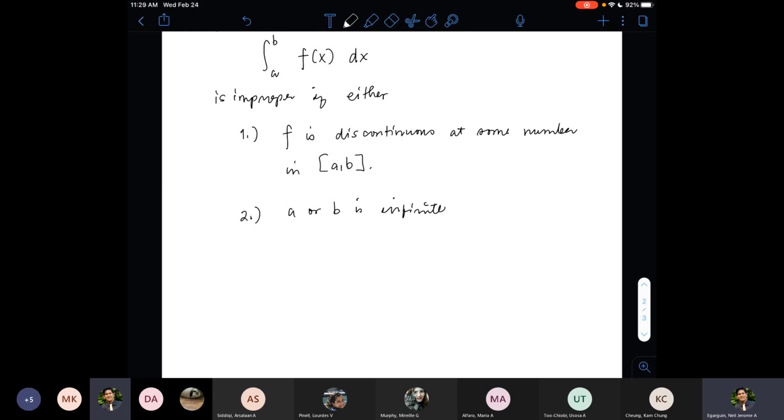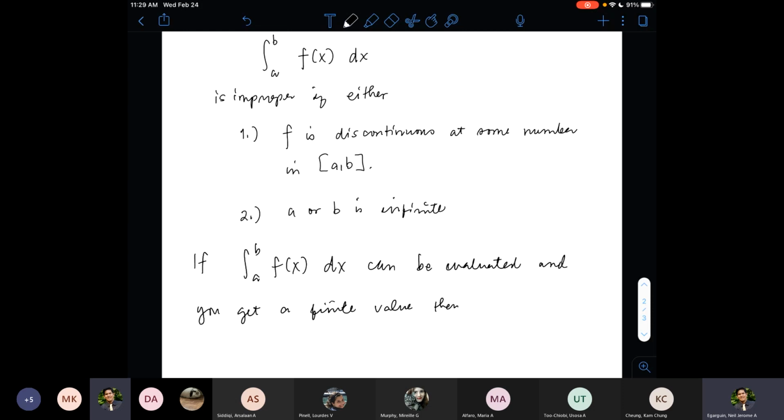And I just want to mention that if the integral from a to b of f of x dx can be evaluated, and you get a finite value, then the integral is convergent.